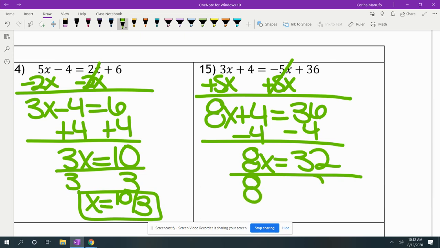And to get rid of that 8, we're going to divide both sides by 8. And we get x equals 32 divided by 8 is 4.